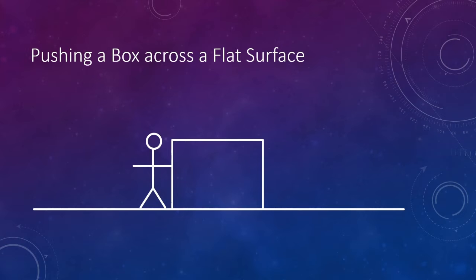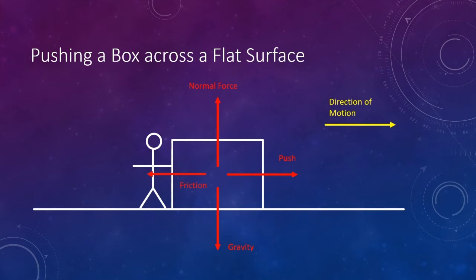So here we are, we're going to push this box to the right. So I say, okay, our direction of motion is going to be to the right in the direction of our push. Well, if we're moving to the right, that means friction's going to the left.